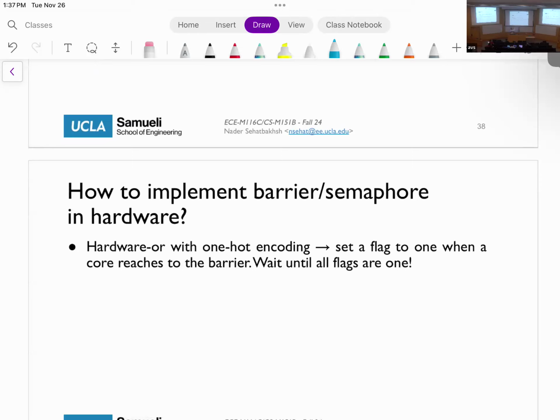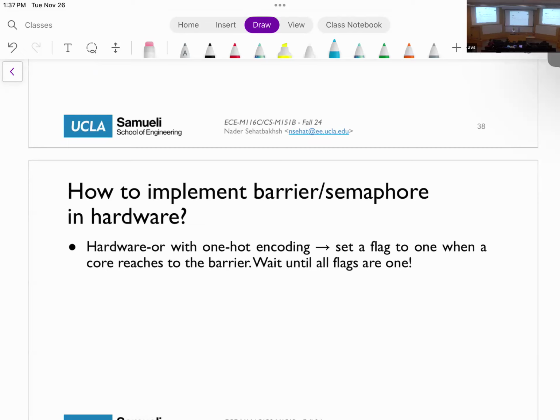For those of you taking operating systems, you've probably seen an implementation of software barriers. Is it discussed in 111? Yes, kind of, okay. You can also implement this in hardware. This is also common. In hardware, the idea is very simple.